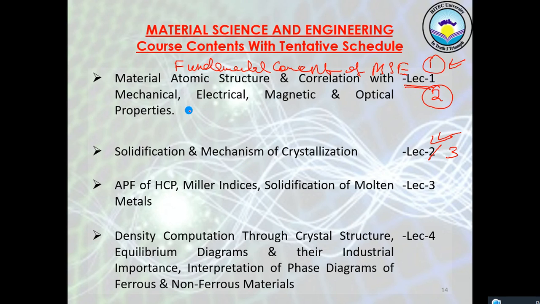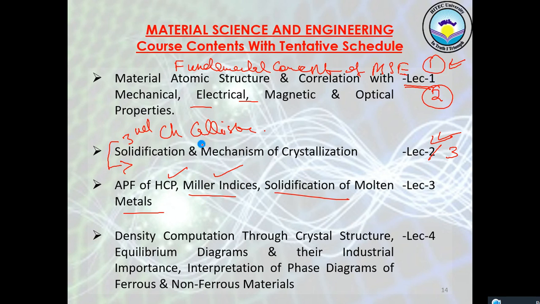After going through the basics of atomic structure and its correlation with mechanical, electrical, magnetic and optical properties, we will go for solidification and the mechanism of crystallization. That is basically the third chapter of Callister. The continuation of this chapter is also in this lecture, where we will check the different atomic packing factors of hexagonal close packed structures, Miller indices, and solidification of molten metals. So this will be our next lecture, inshallah: APF of HCP, Miller indices, solidification of molten metals.